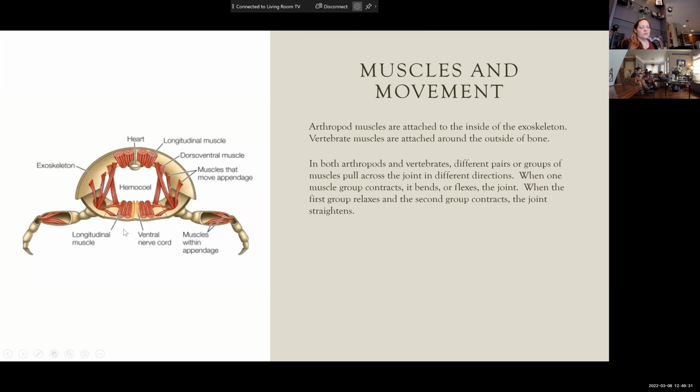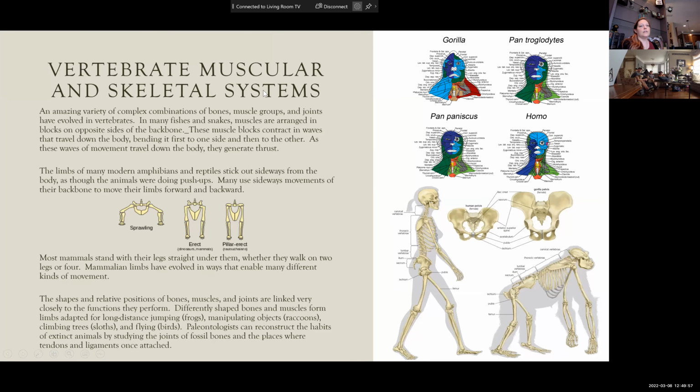So there's a cross section of an arthropod. Arthropod muscles are attached to the inside of their exoskeleton, instead of to bones like ours. In both arthropods and vertebrates, different pairs or groups of muscles pull the joint in different directions. When one muscle group contracts, it bends or flexes the joint. When the first group relaxes, the second contracts. So very similar to how ours work, except theirs are connected to their exoskeleton, which is kind of neat because ours isn't anything like that.